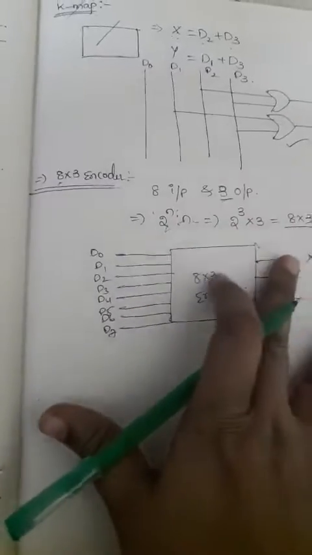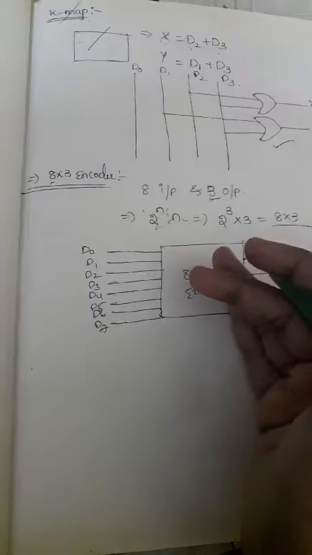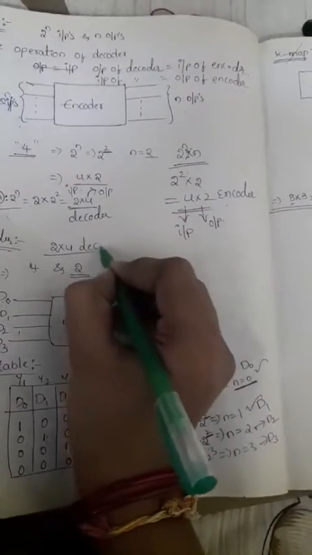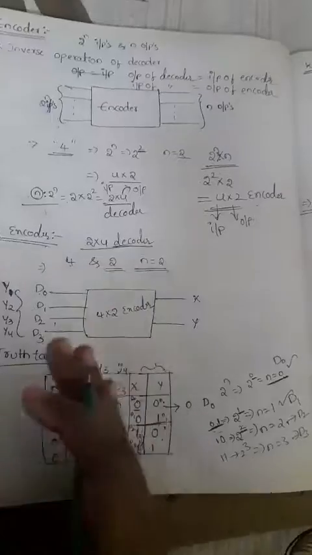So one thing you can remember, this 8x3 encoder is exactly opposite to the 3 to 8 decoder. Okay, so like this, the 4x2 encoder is exactly opposite to the 2 to 4 decoder, right? So that truth table we can choose here, right? Depending on the decoder truth table, we'll write the 4x2 encoder truth table. So in the same way we need to solve the 8x3 encoder also. So it is exactly the reverse operation of the 3 to 8 decoder.